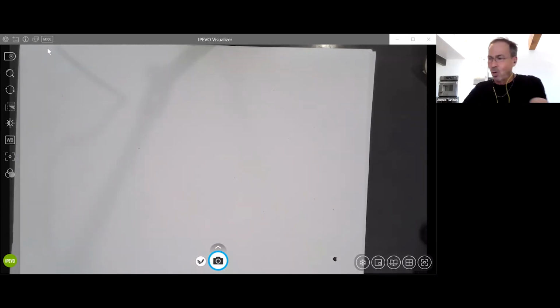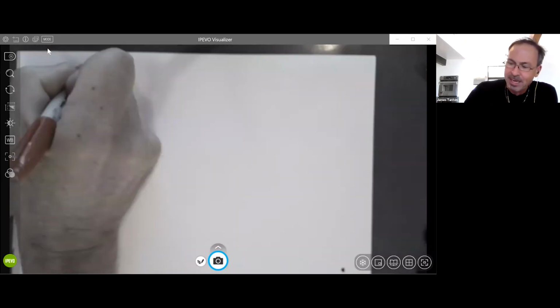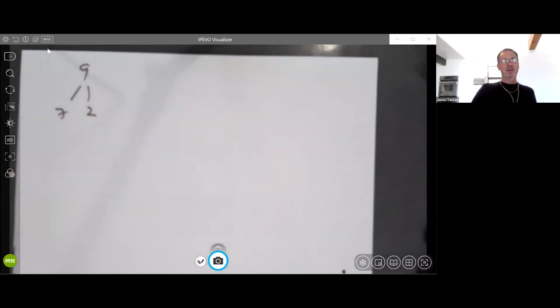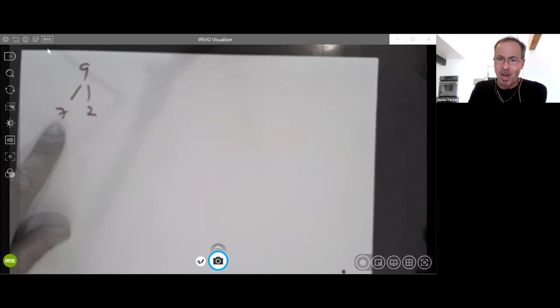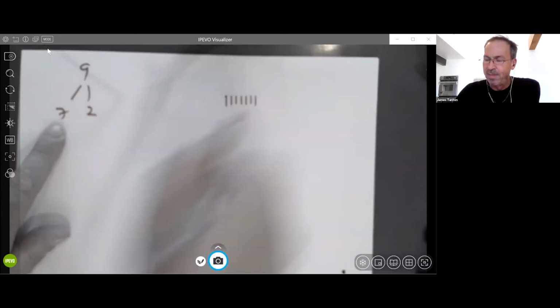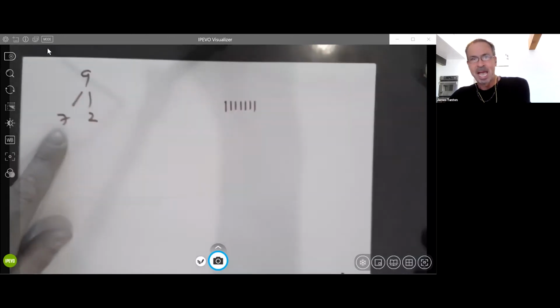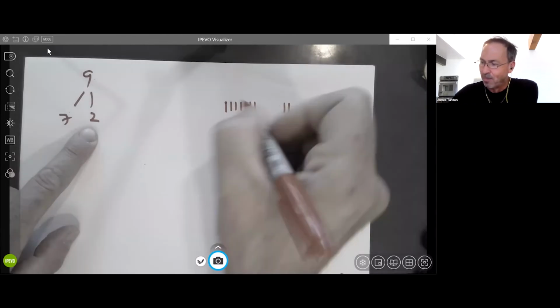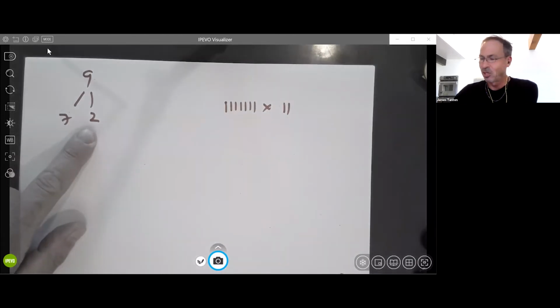This time, let me go completely weird. Let's split 9 again, say 7 and 2. But this time, I'm going to be crazy. I'm going to write 7 as 7 ones, that 7-digit number, and I'm going to write 2 as a 2-digit number of nothing but ones. And then I'm going to multiply those together. I'll do multiplication this time.